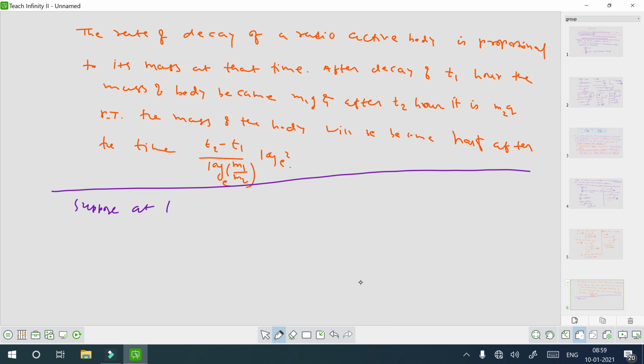Suppose at time t, the mass of the radioactive body, it is not given, yes it is given, is m, and initially it is m0.